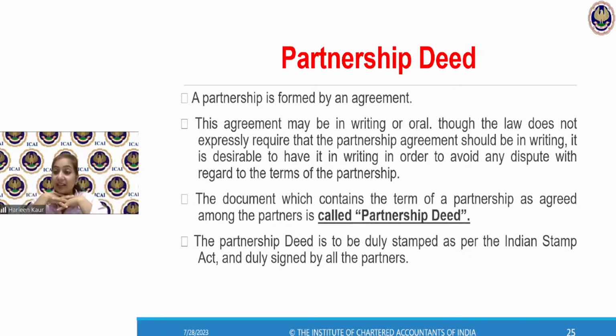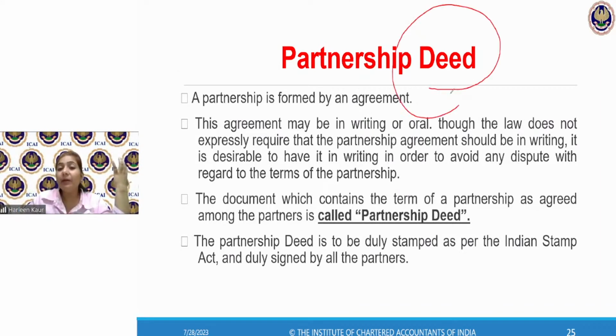Now comes your very interesting and favorite question, partnership deed. What is a partnership deed, children? You have studied this in Accounts also. Whenever we study in Accounts that we are going to form a partnership, we are always told that in the partnership deed interest on capital is given, drawings is given, how much share of profits partners will be getting. All these things are given under the partnership deed.